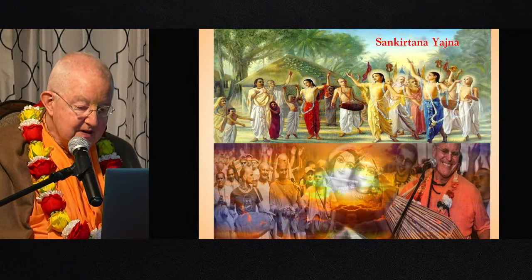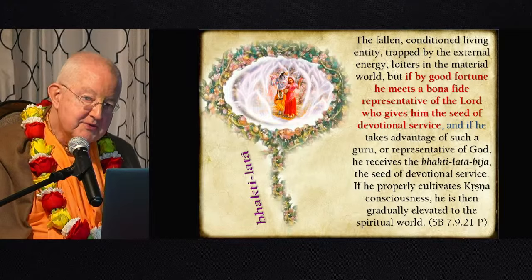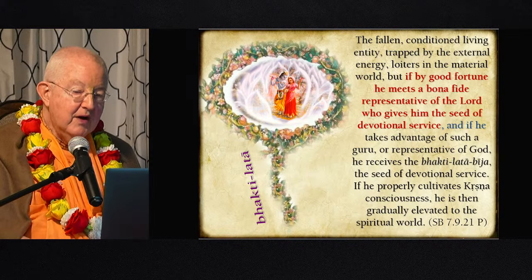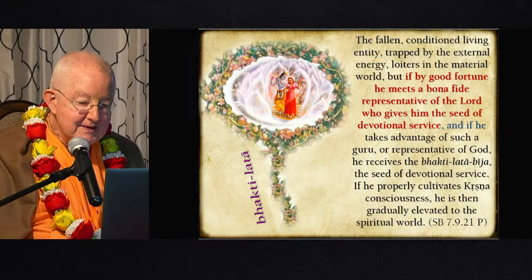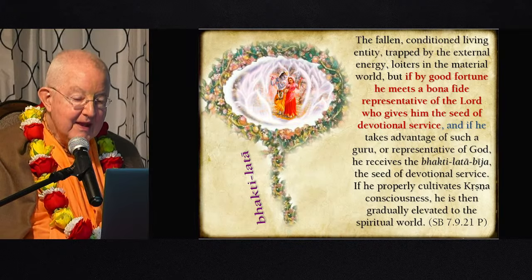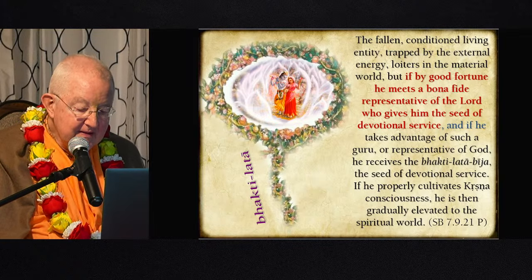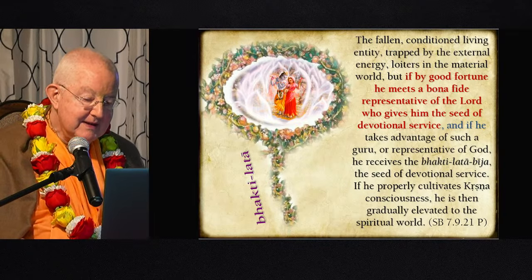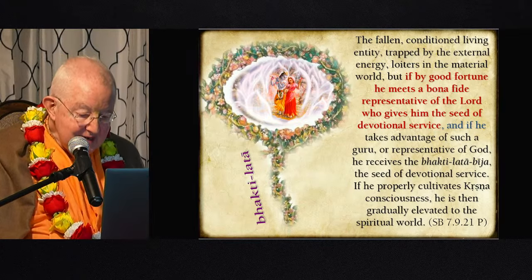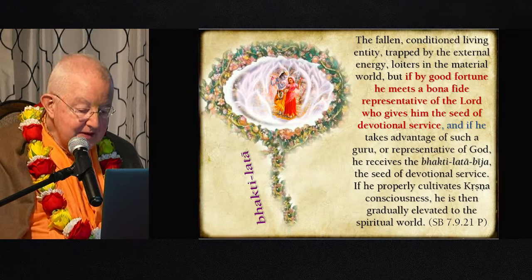And this is a nice picture of Sankirtan yajna. Nice drawing on the left. That's a nice drawing of the Bhakti Lata, the creeper of Bhakti. The fallen, conditioned living entity, trapped by the external energy, loiters in the material world, but if by good fortune he meets a bona fide representative of the Lord who gives him the seed of devotional service, and if he takes advantage of such guru or representative of God, he receives the Bhakti Lata Bija, the seed of devotional service. If he properly cultivates Krishna consciousness, he is then gradually elevated to the spiritual world.